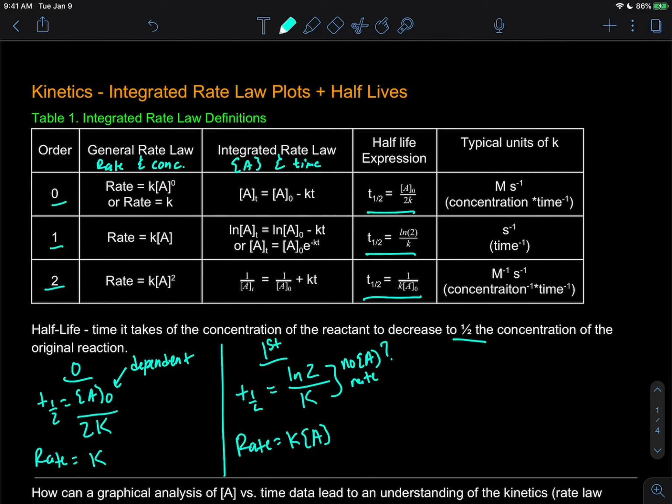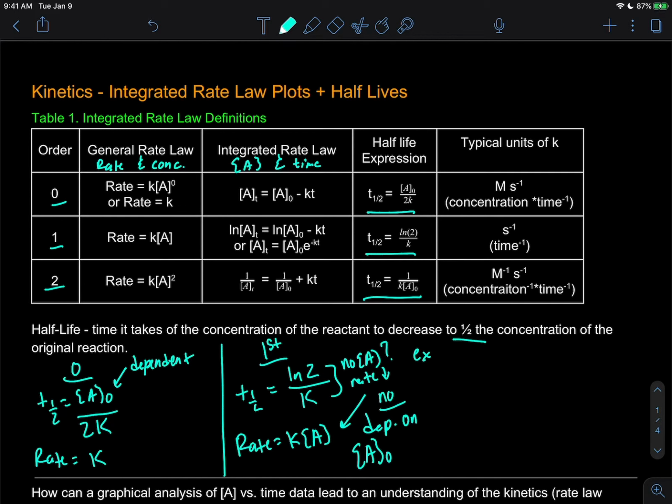That means that our rate decreases as we see our concentration decreasing, but because of the fact that it has this one-to-one decrease where the concentration decreases and at the same proportionality the rate is decreasing, what we notice is there is no dependence on the original concentration of our reactant. And so if I'm going to go from 1 to 0.5 molarity, that's going to take the same amount of time for a first order reaction to go from 0.5 to 0.25.